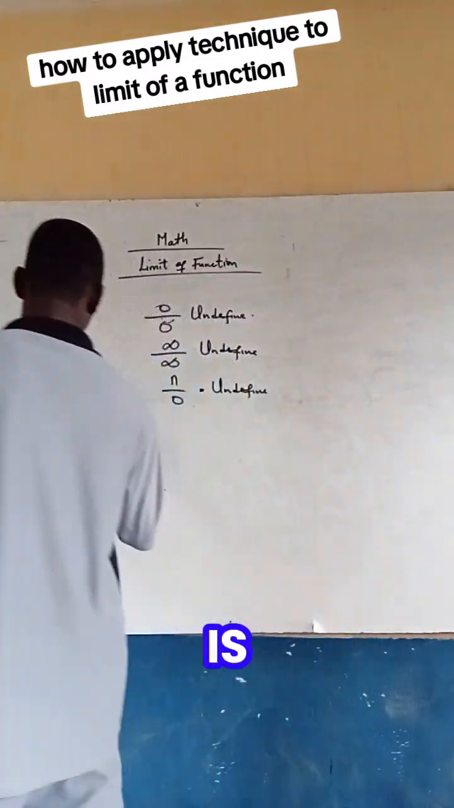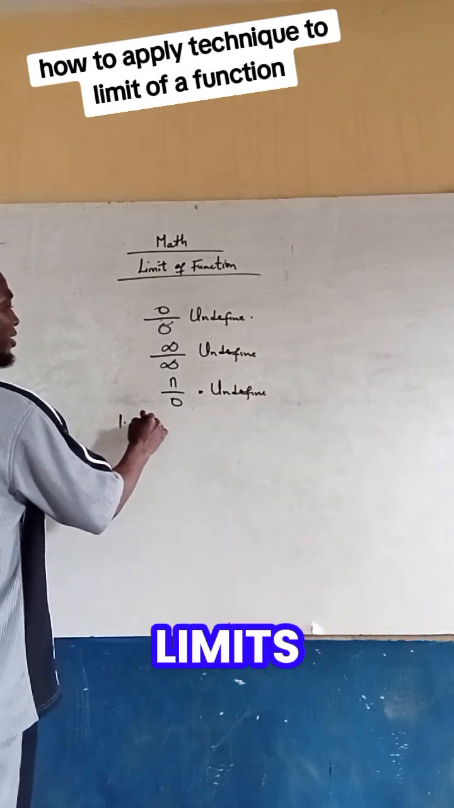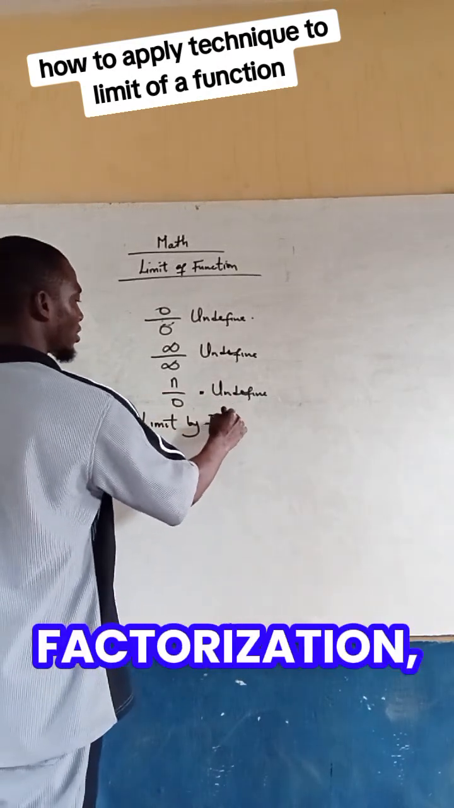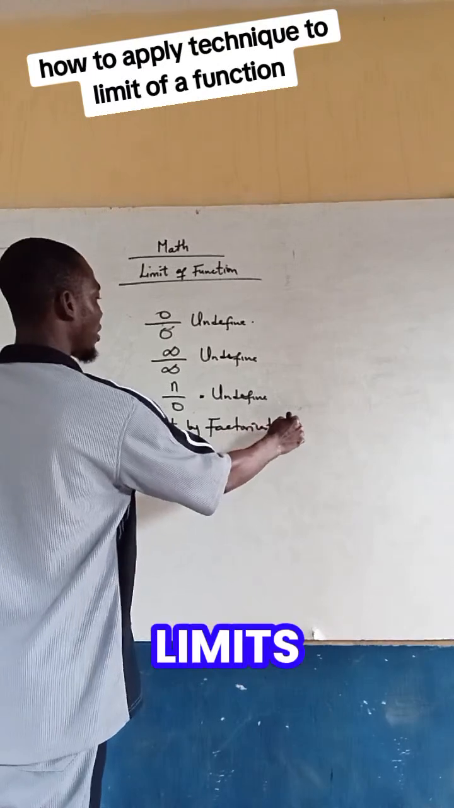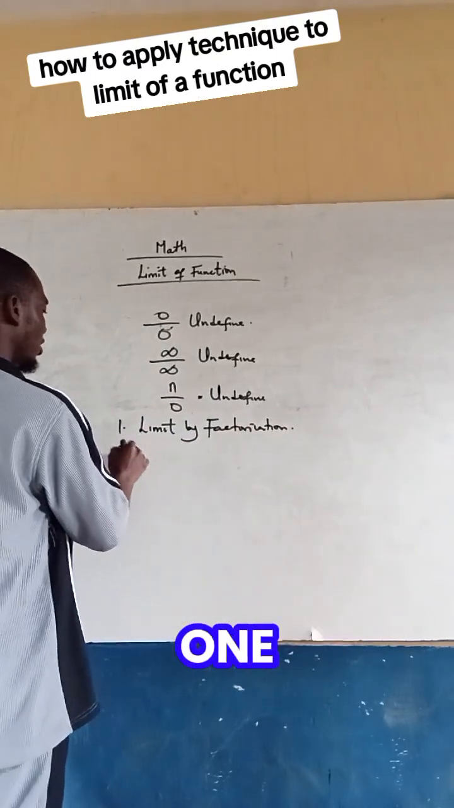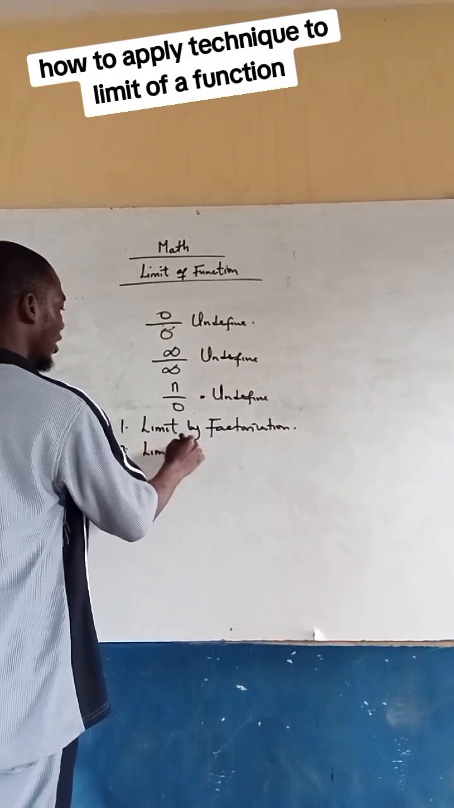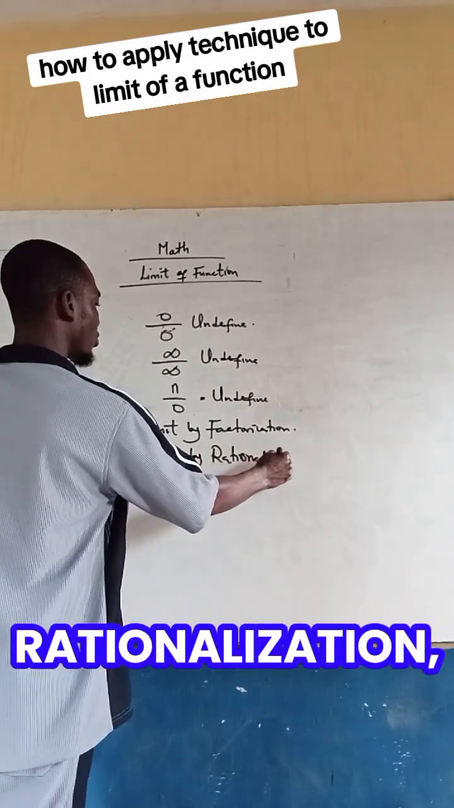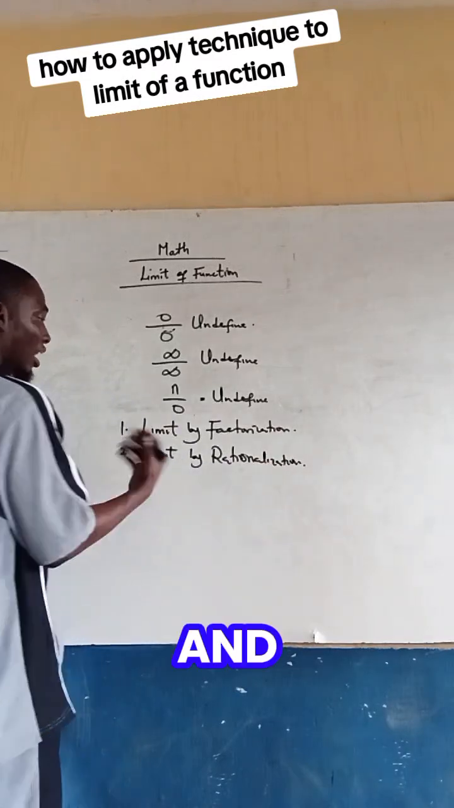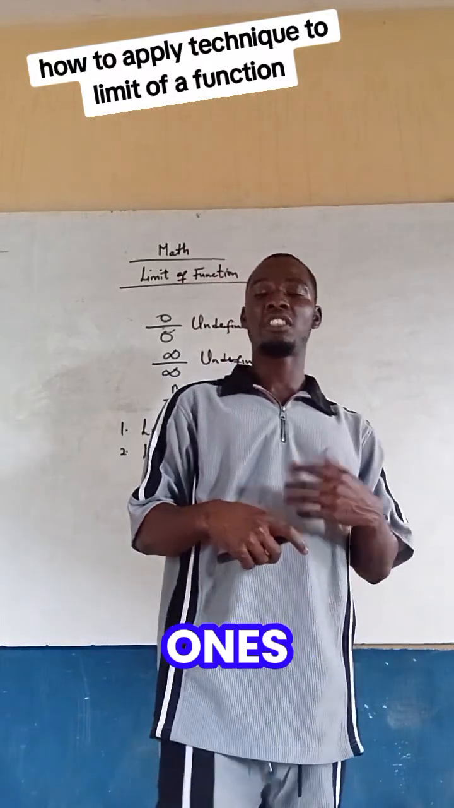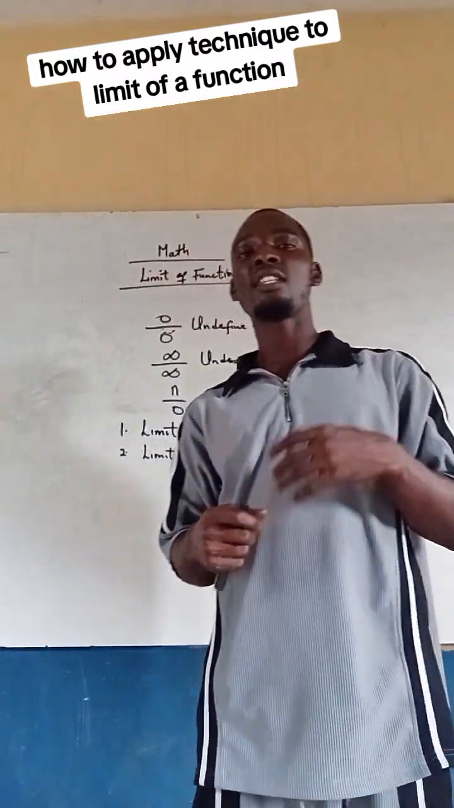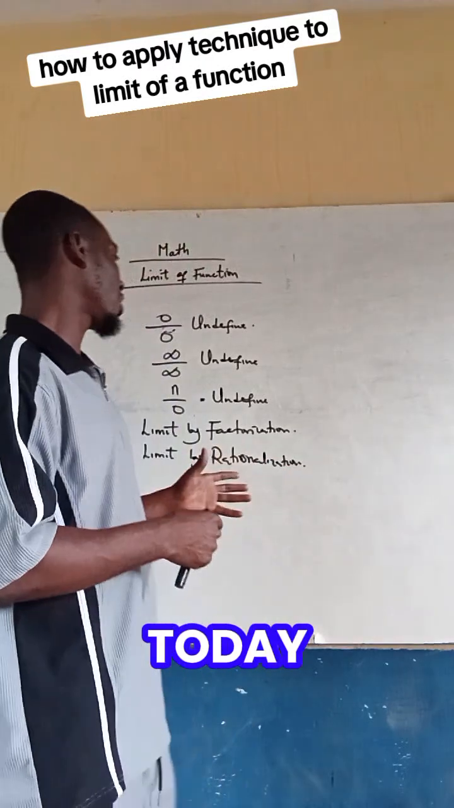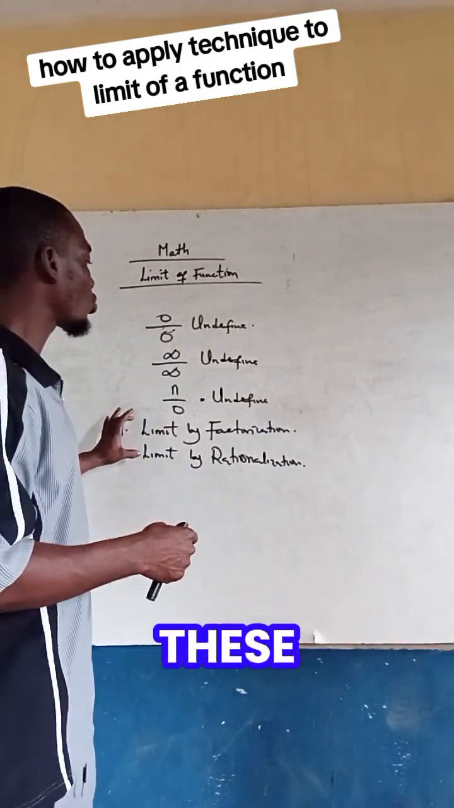The first one is limits by factorization. The second one here, I'm talking about limits by rationalization. And we have the other ones, divided by the highest power, the L'Hopital's rule, and so on and so forth. But today, I'll be applying just these 2 techniques.